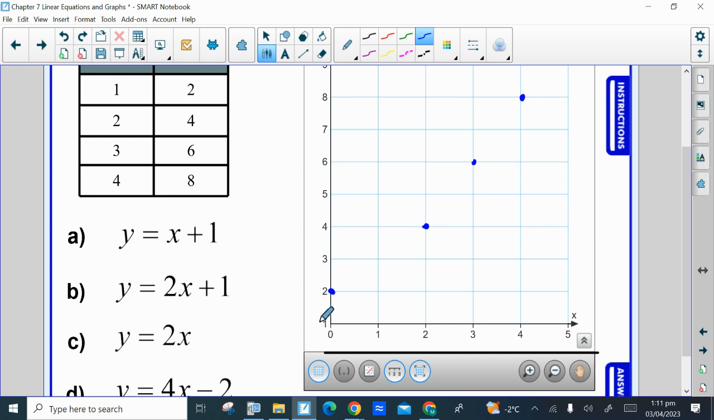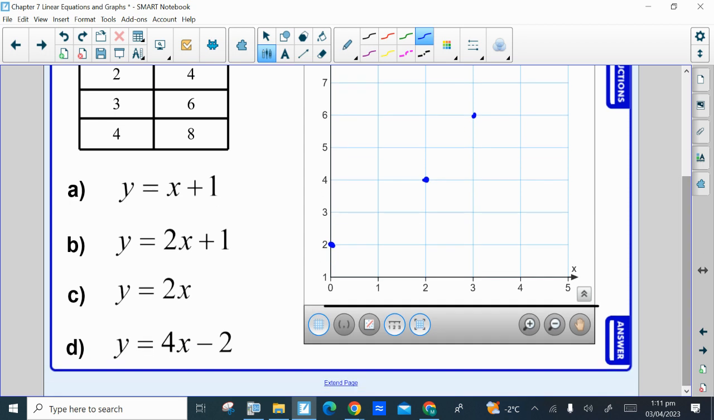Now, this scale is off a little bit because this shouldn't start at 1, it should start at 0. So that's why these points don't all line up, because that first point is off a little bit on our graph. Right? So the y-intercept is not positive 2. And that's good because none of the equations have a y-intercept of positive 2. These are all in slope-intercept form. All of these equations.